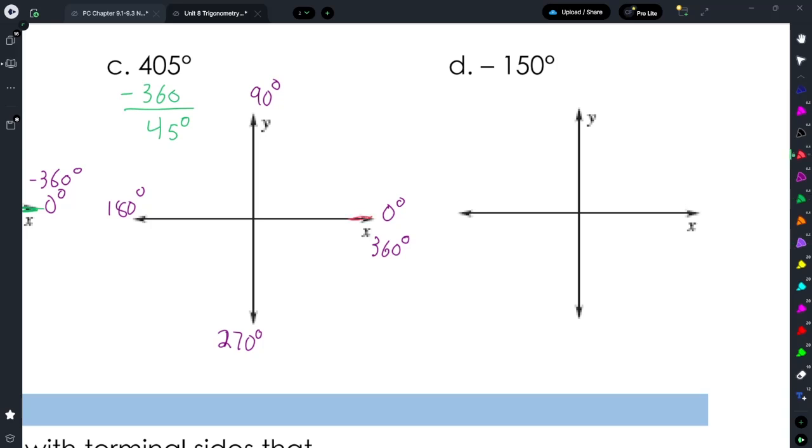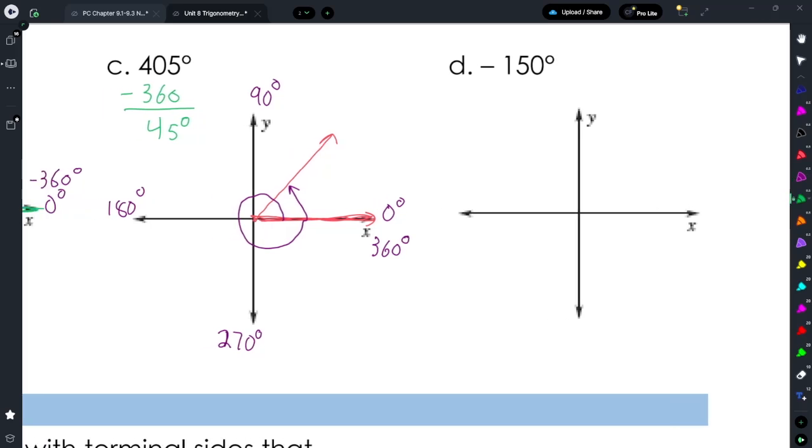So if we were to draw this, here's my initial side. I'm going to draw my terminal side at a 45-degree angle. Now, if I were to just do this, that's not 405 degrees because that's less than a circle. That's only 45. So what I need to do is start here. That is my full circle rotation, and now I go a little bit more. That would be my 405-degree angle. I went that full 360 degrees in a circle, and then I went 45 degrees more.